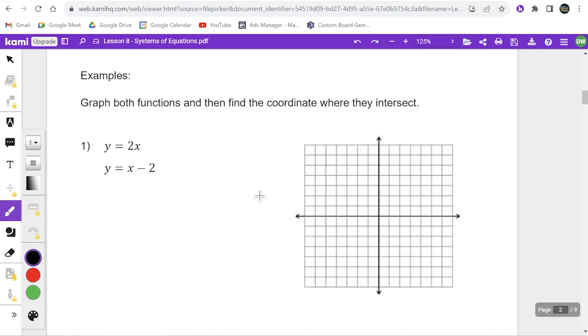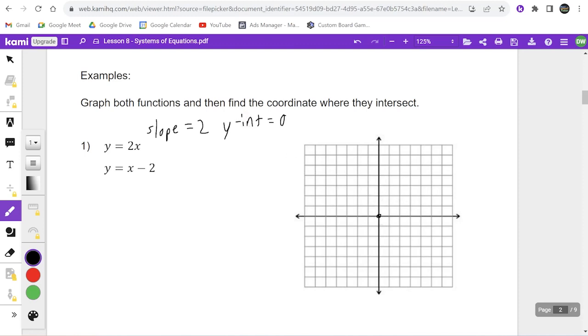Okay, some examples. Graph both functions and then find the coordinate where they intersect. So before we even get into substitution and elimination method, all we're going to do is graph these two functions and see where they intersect. So first, y equals 2x. I'm hoping you remember this. It's just got a slope of 2 and a y-intercept at 0. So slope equals 2, y-intercept is 0.